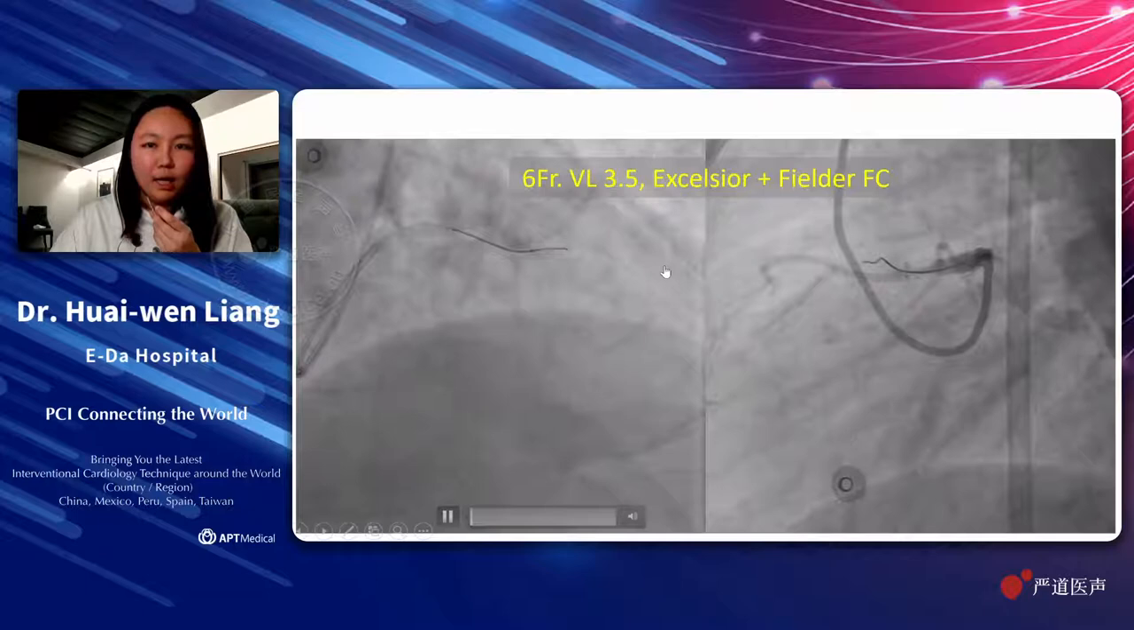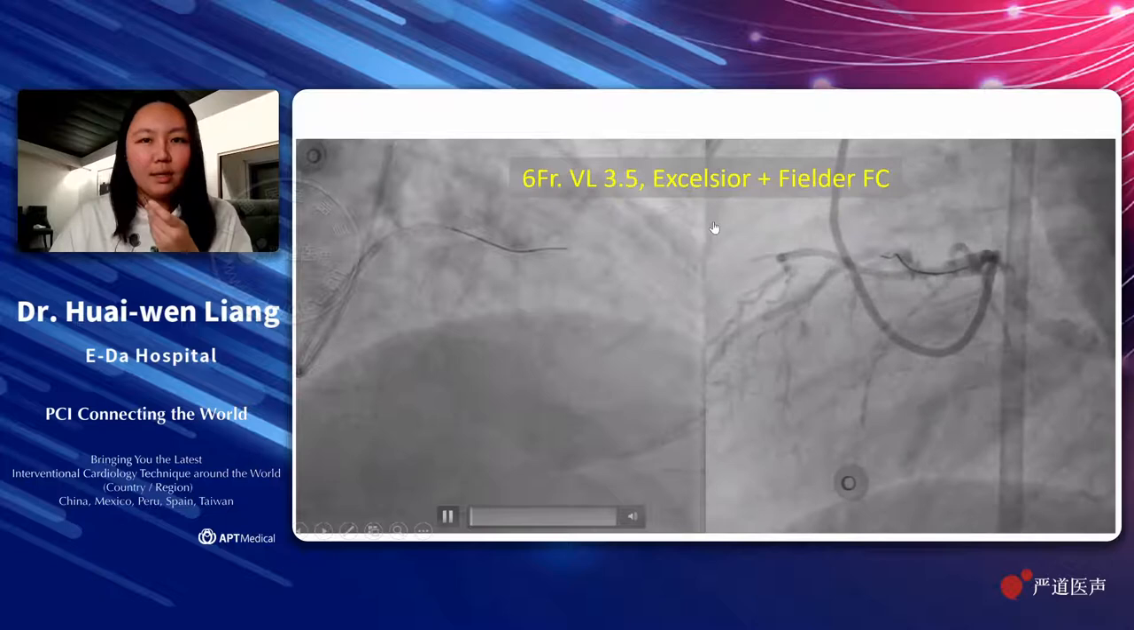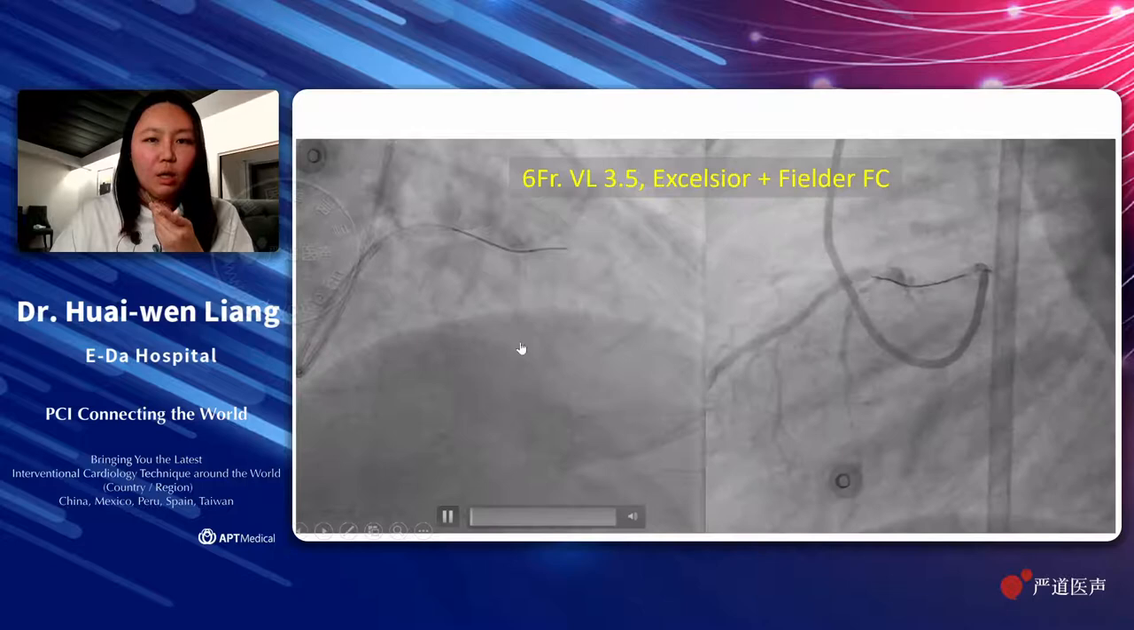And under the guiding catheter, a 6 French, we choose a microcatheter and a filter wire. You can see the wire stuck over here. So we use a Gaia single wire to cross the lesion.